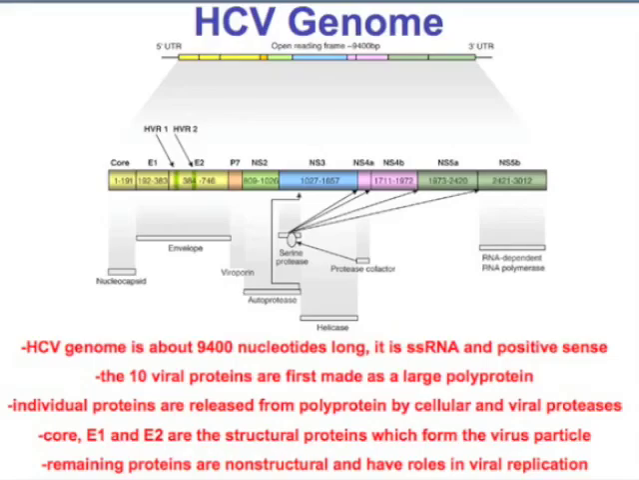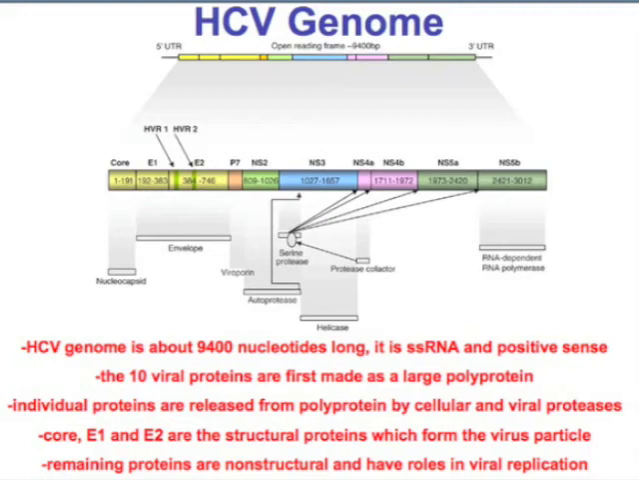A few years later, they were able to delineate more aspects of the genome and genome function. And this basically demonstrates that the virus has an open reading frame of about 9,400 bases. At the 5' and 3' ends, there are these untranslated regions. The 5' untranslated region contains an internal ribosome entry site, which allows ribosomes to bind to the RNA and initiate translation of this large polyprotein.